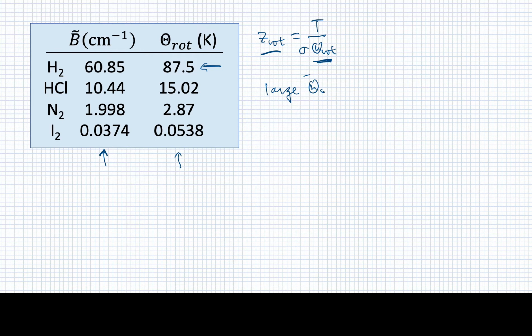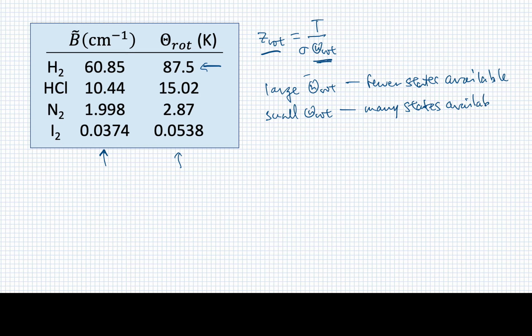So large rotational temperature means fewer states available. It also means that high rotational energy levels are generally not populated very well. If I have a small rotational temperature, on the other hand, this means that many of the rotational states are available or are populated at a reasonable temperature. So you can see how this goes.